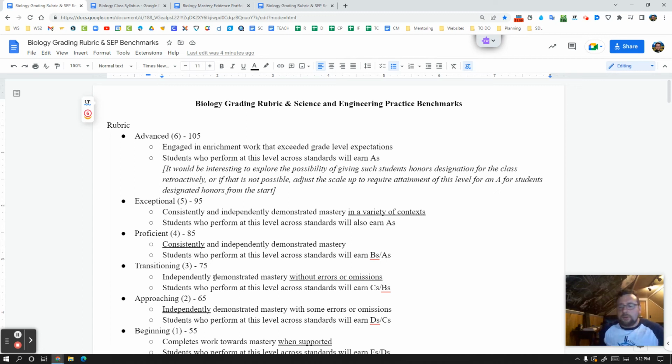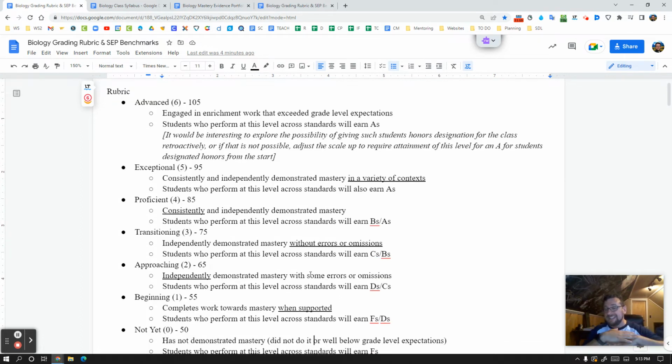So in this video, I want to discuss the rubric that is used to grade students in biology standards for both the content and skills categories in the gradebook. Now, standards-based grading is done in levels of proficiency, which go from not yet to advanced.